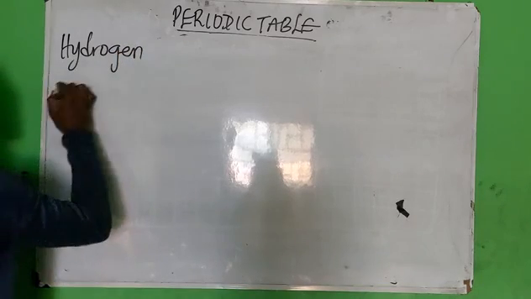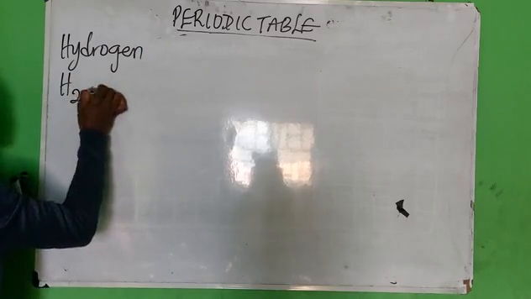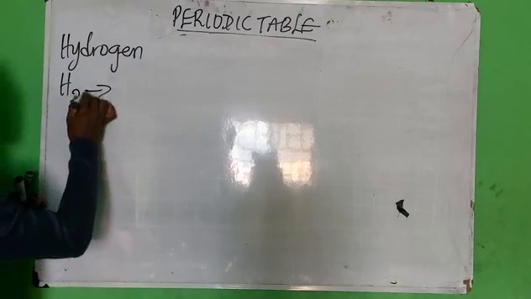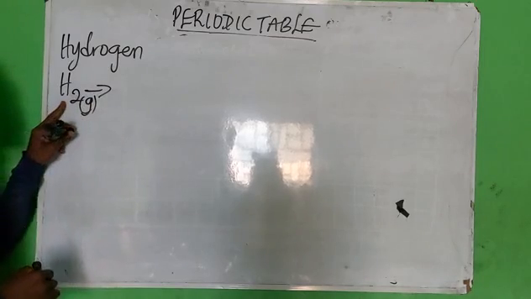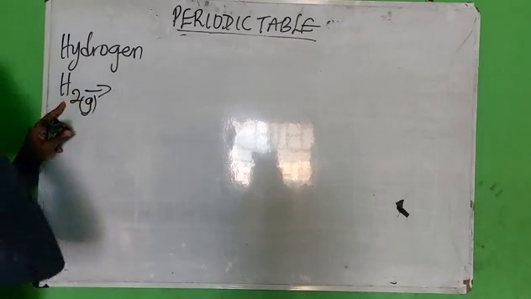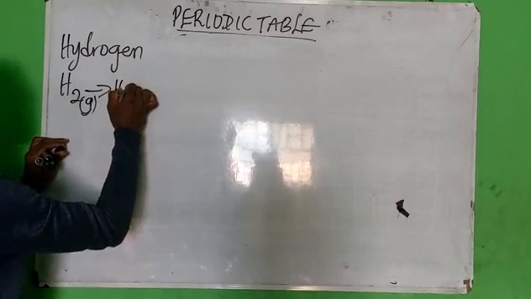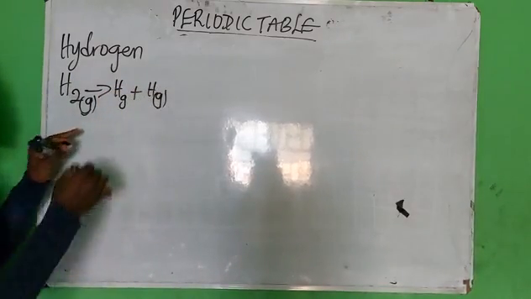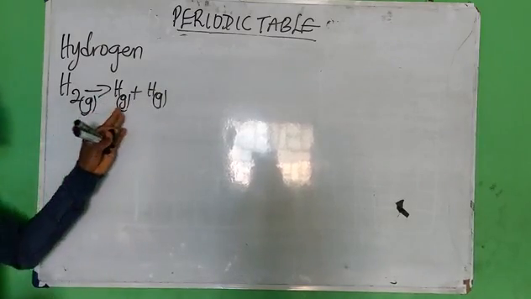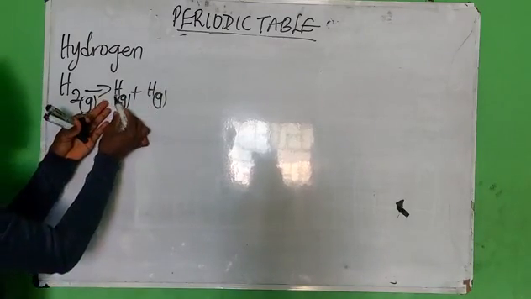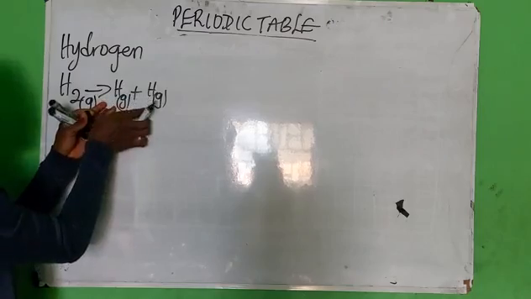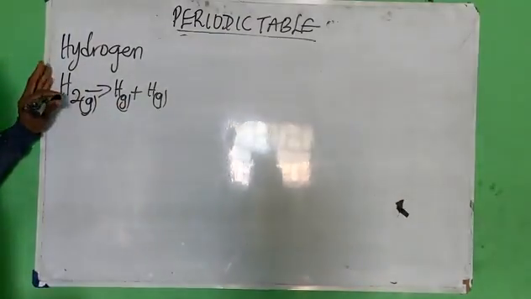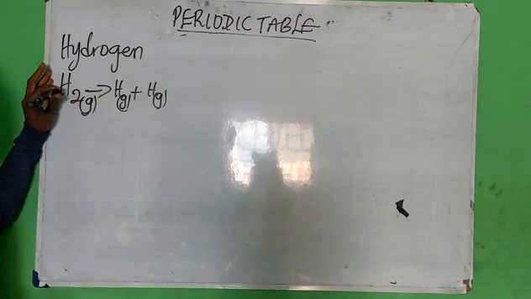Hydrogen is a diatomic element. If I pass electricity through this molecule, as soon as it undergoes dissociation, I'll have 2 atoms, because I'll have 2 atoms forming what? A molecule. Which means that this is a diatomic element.